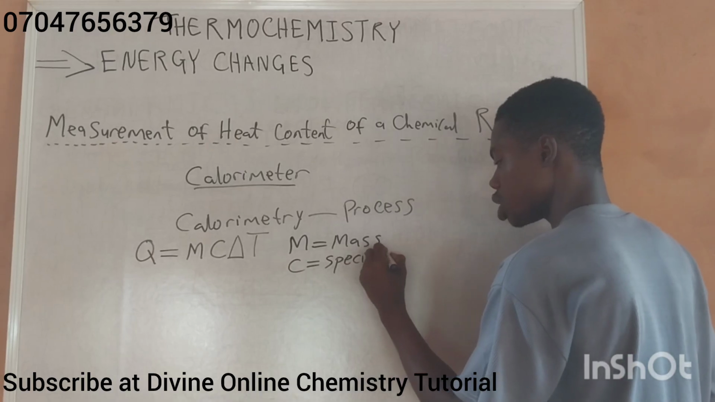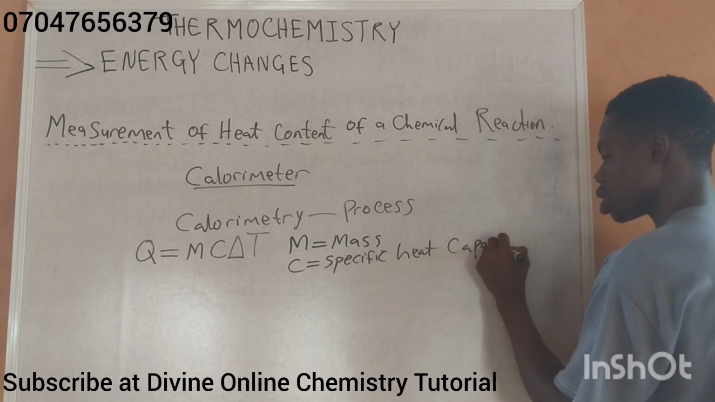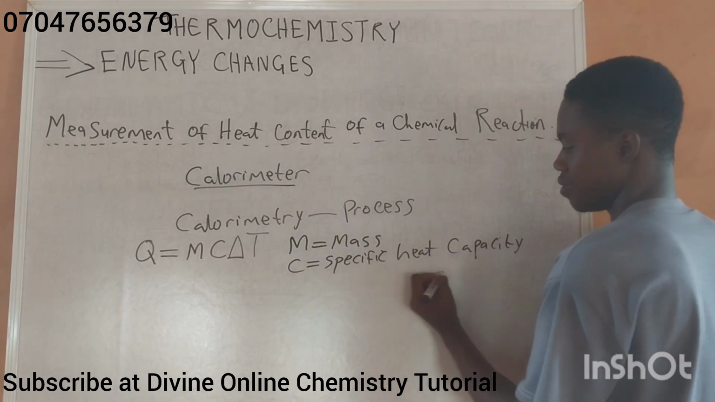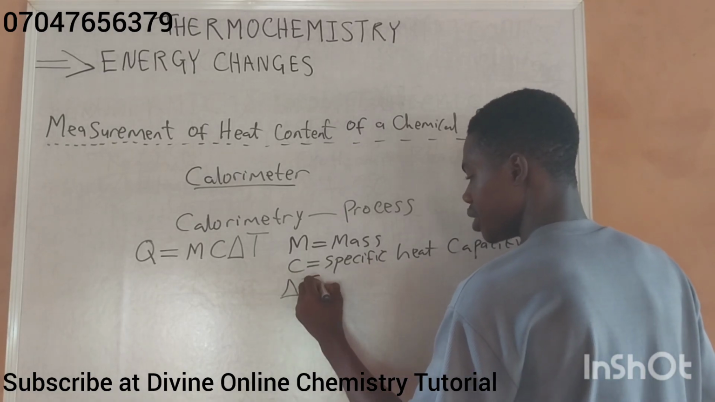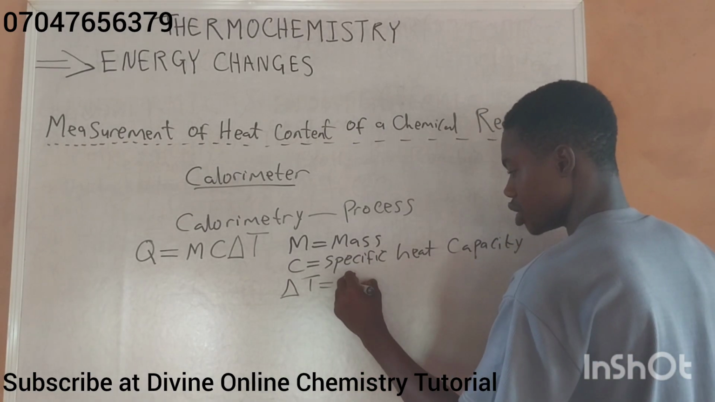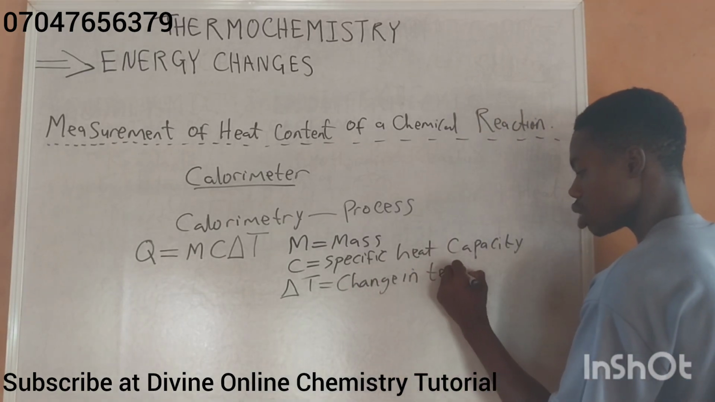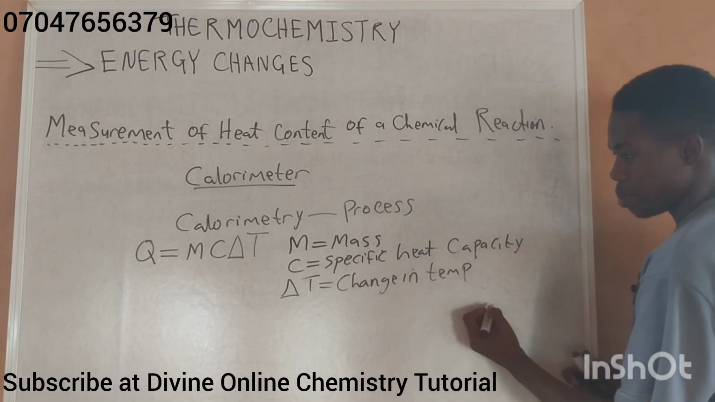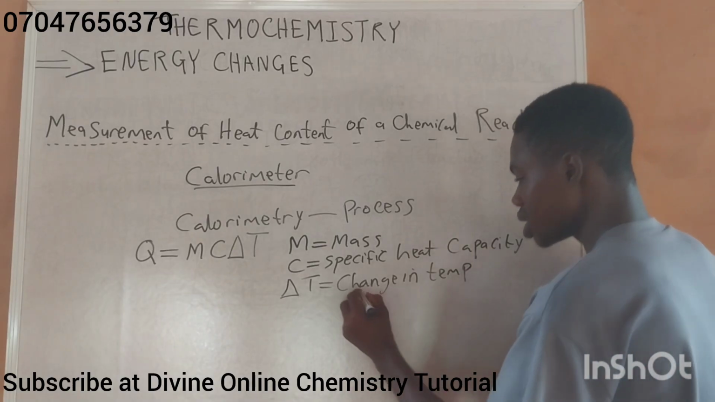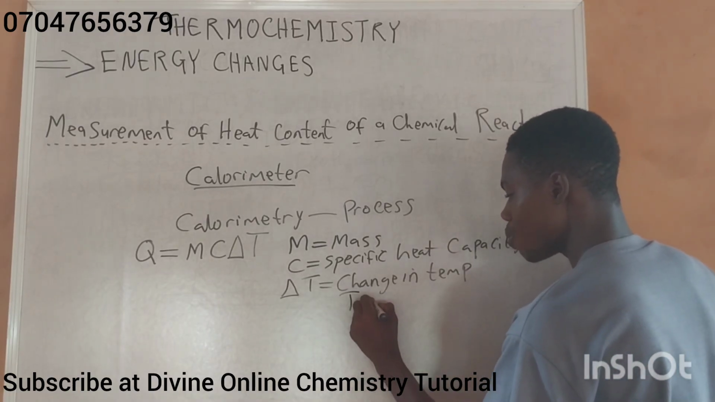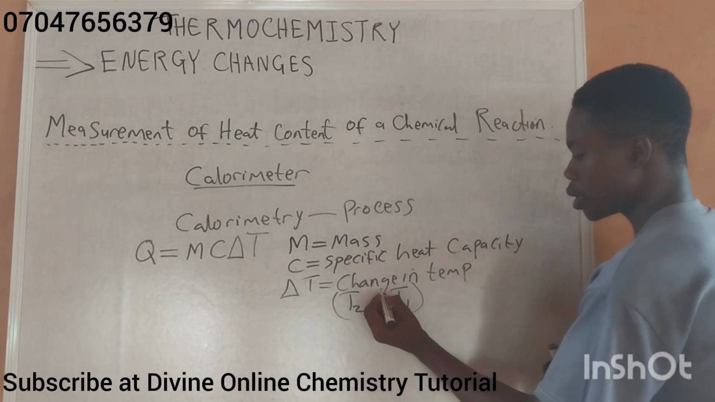So C is specific heat capacity, whereby delta T is equal to change in temperature. This is the short form for temperature. So please take note that delta T is change in temperature, which happens to be T2 minus T1. Delta T, which happens to be a change in temperature.